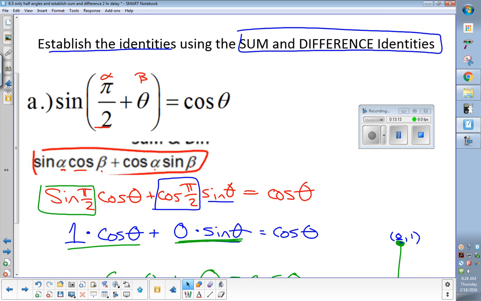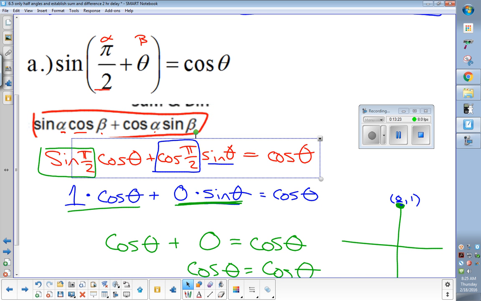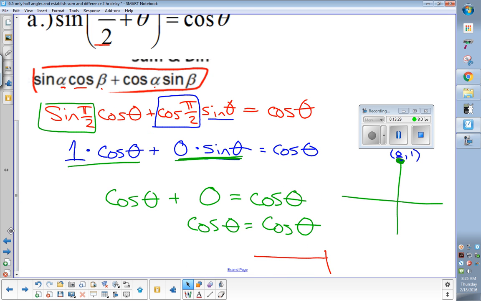All right, so it looks strange, but again, look to see what we did. It says uses sum and difference identity, so we did. It was sine and was adding, so we picked the sine adding formula. We plugged pi over 2 in for alpha and theta in for beta, and then did a little bit of math. I did sine of pi over 2, which was 1, cosine of pi over 2, which was 0, and then see what happened. It should get you the same thing on both sides. Fairly straightforward problem.